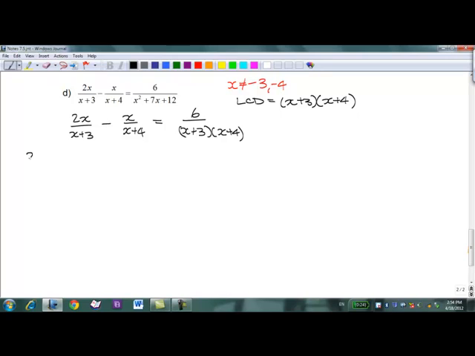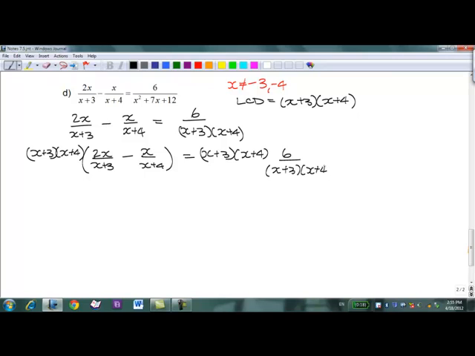So if we multiply everything by x plus 3, x plus 4, I have that times 2x over x plus 3. I have minus x over x plus 4. And this right-hand side actually works out to be nice and easy because that's actually the denominator already, so that will cancel. So we have cancellation right away. Let me get rid of that just so I don't have to write it again. We have the x plus 3, x plus 4.